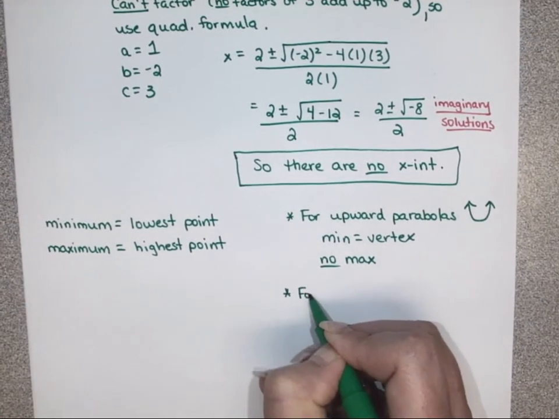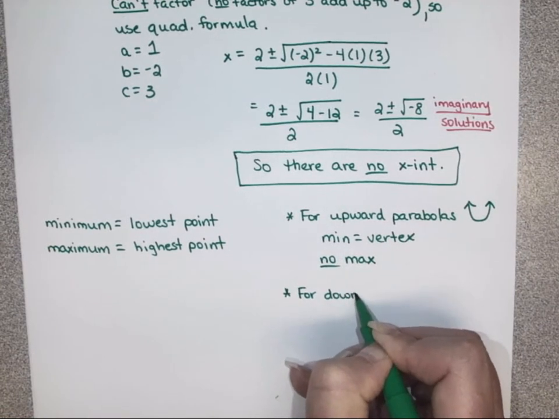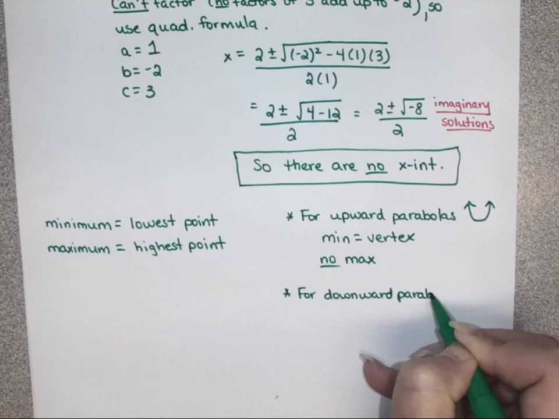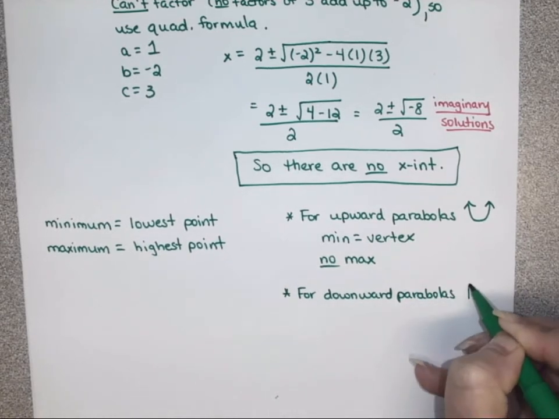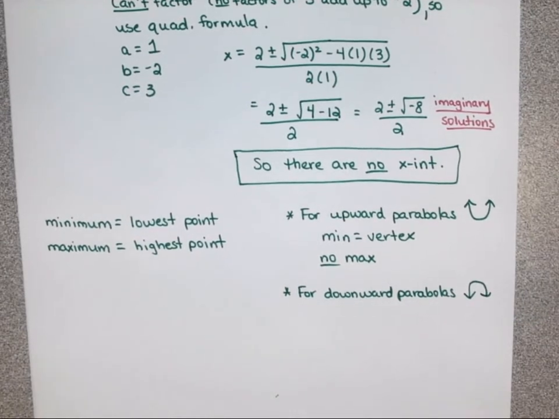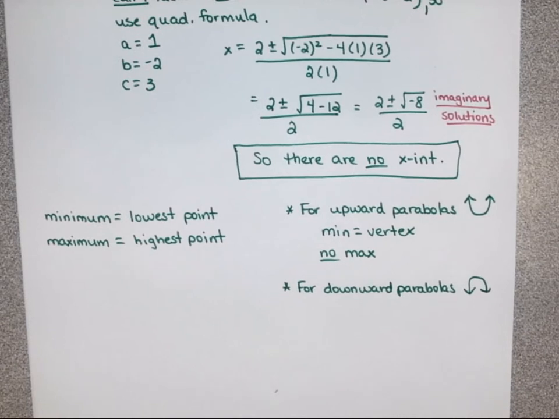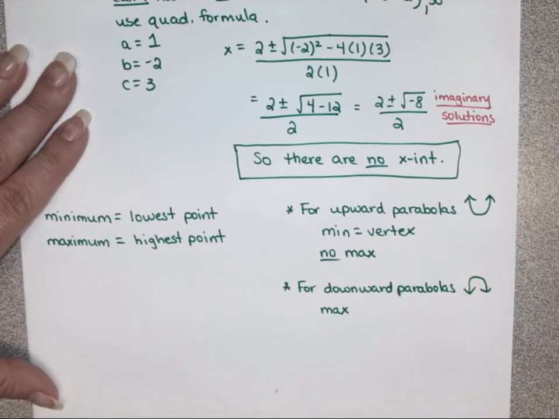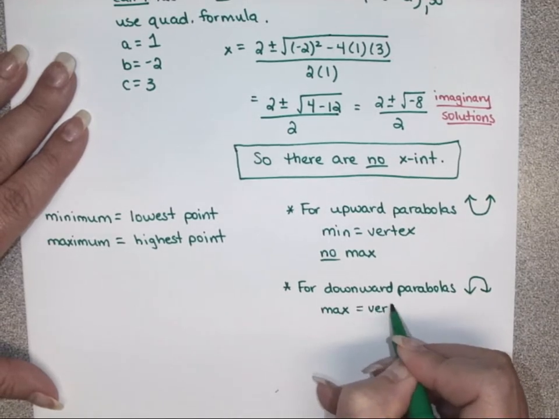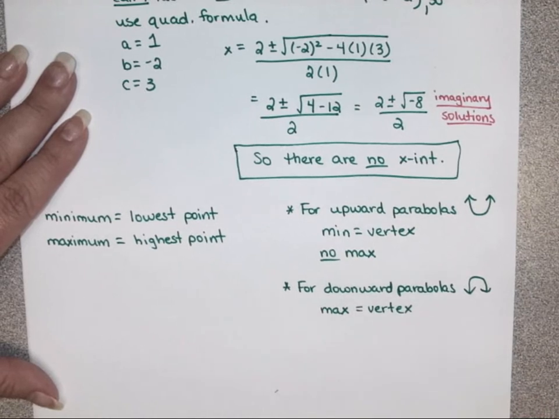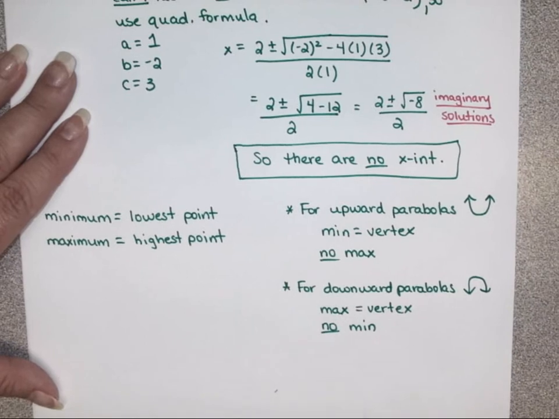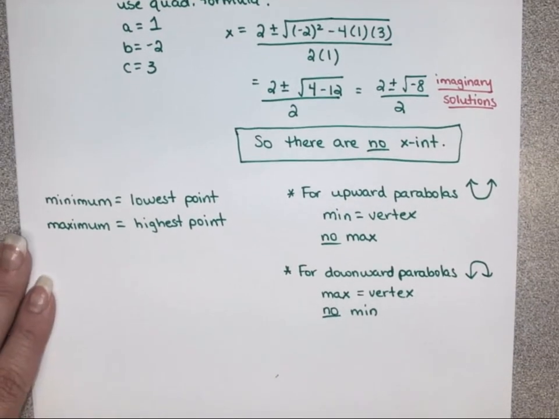But notice that's opposite for downward parabolas. So if we have a downward parabola that looks something like this, what do you notice that it's going to have, and then what is it not going to have? It's going to have a max, and by the way, what's the max? Still, the vertex. Okay, so the extreme, no matter if it's the high or the low, is always the vertex, but in this case there would be no what? No min, because it keeps going down forever and ever.